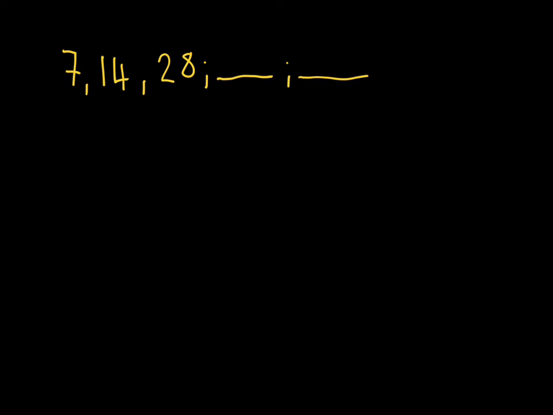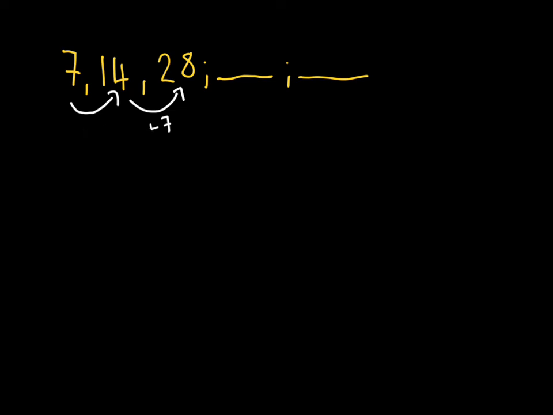Okay, so we can look at maybe adding from one number to the other. So we can look at adding from there to there, and if we look at it, 7 plus 7 will give us 14, but 14 plus 7 is not going to give us 28, so I don't think it's plussing that we're looking for here. Okay, let's try something else.